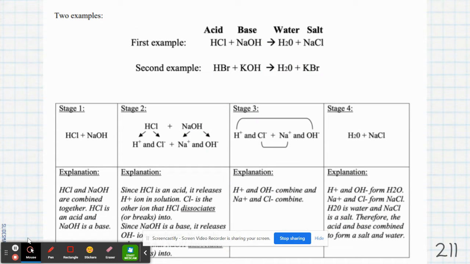Here we're really thinking about what's happening. So here in this example, we're taking HCl, which is hydrochloric acid, and sodium hydroxide, and we're thinking about how the things dissociate here in stage number 2. So these things dissociate into the different ion components here. And then this H combines with the OH to form our water, and then the Na and the Cl get together to form this salt. So I like that we're thinking about what happens in the first part up here, and then the explanation down below.